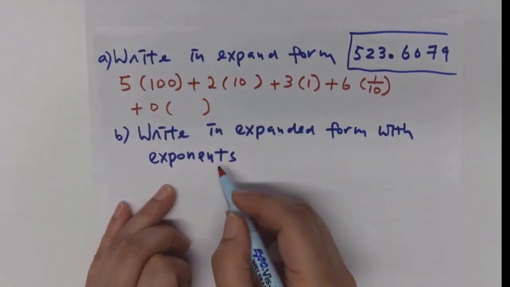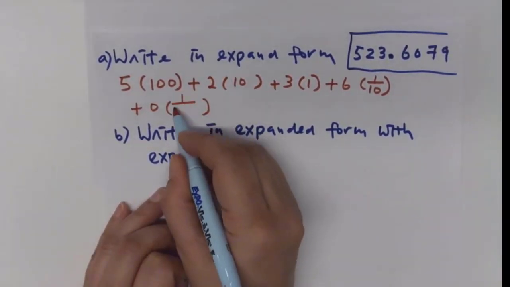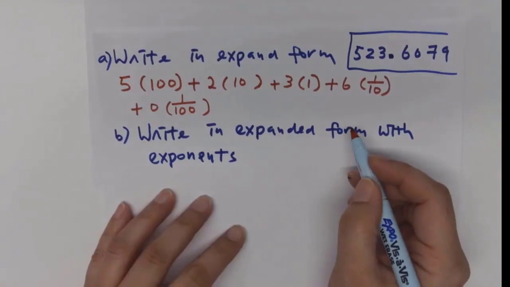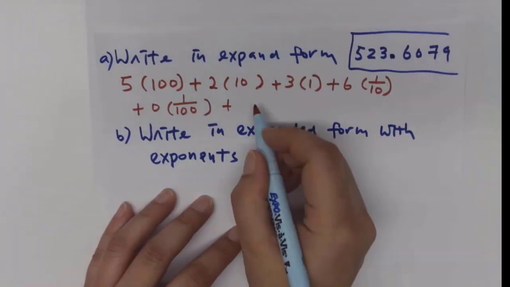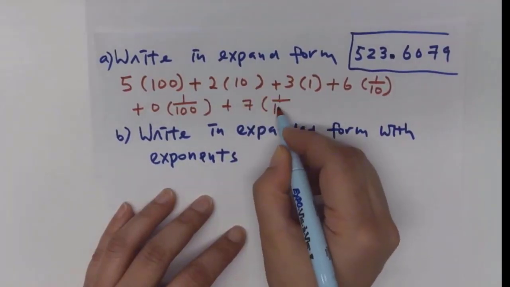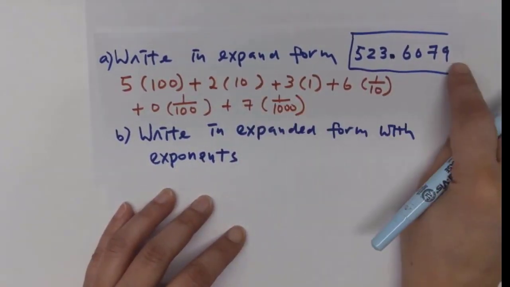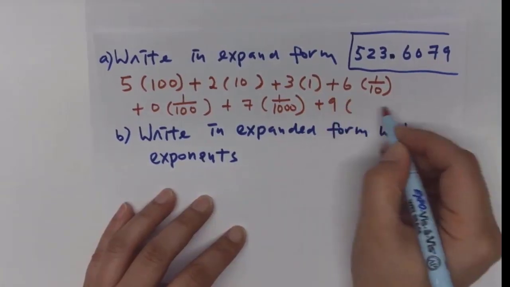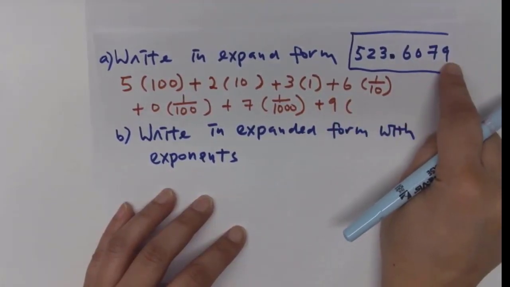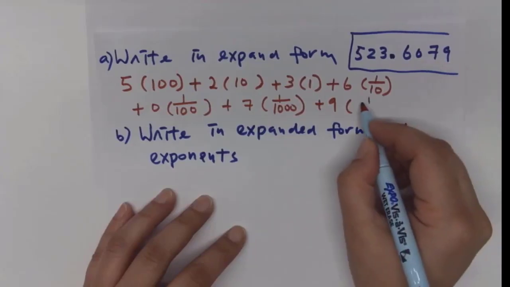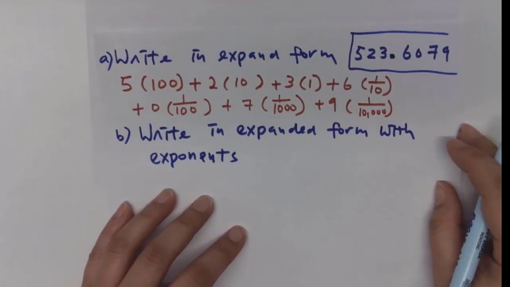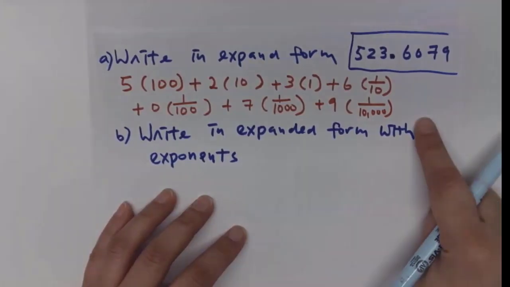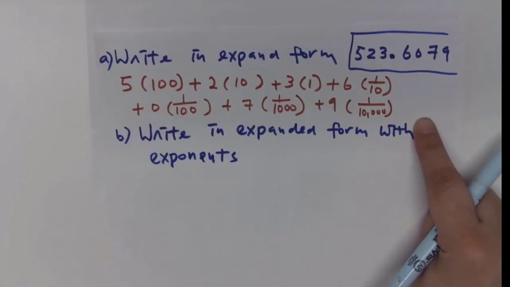What place value? 1 over 100, in the hundredths place. How about 7? It's in the thousandths, so 1 over 1,000. And the last one is 9. So that's 1 over 10,000. Are we okay? We wrote down that question last time. This would be the answer. So one of your homework questions asks you to write down the place values with the expanded form. So we will do that.